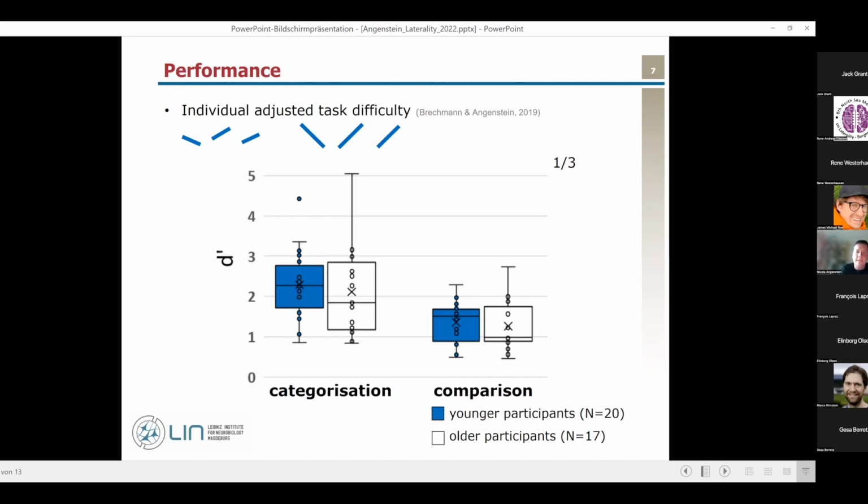In this diagram, you can see that the performance of the 2 groups, the younger group in blue and the older group in white, was similar between the groups for each task. What you can also see is that the comparison task was more difficult for both participant groups. This was because of the addition of sequential comparison, and each participant heard the same stimuli for both tasks. But I have to mention that although the performance was similar between the groups, the older participants had on average easier stimuli to differentiate.